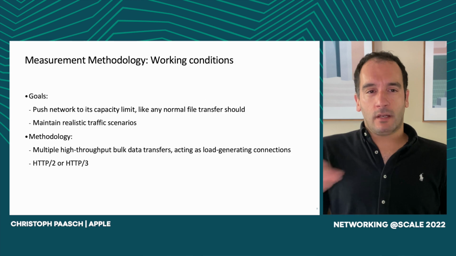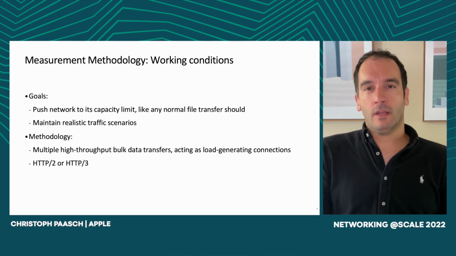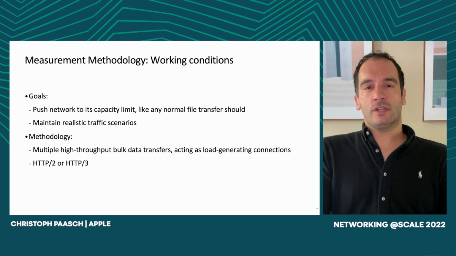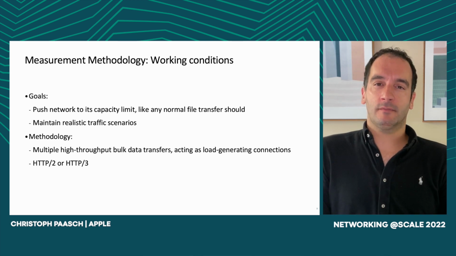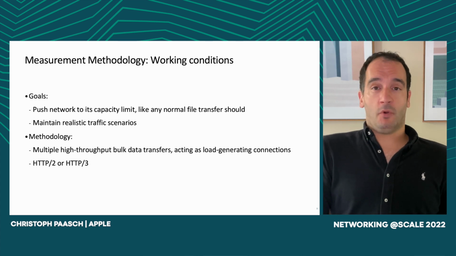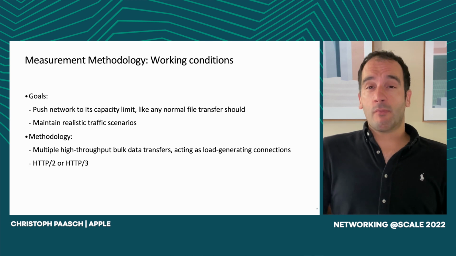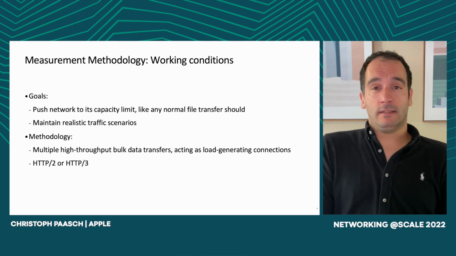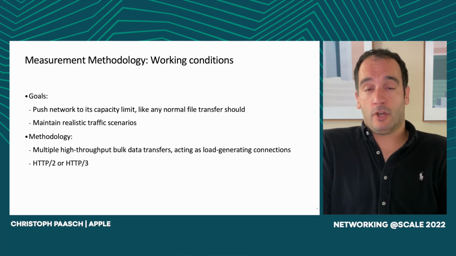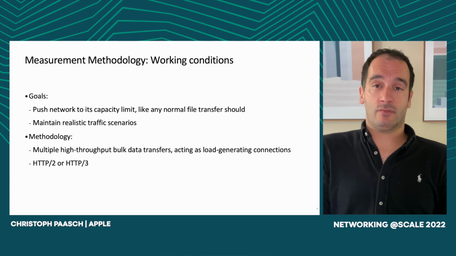Now let me double click a little bit more on those working conditions. What does it mean? Well, we want to push the network to its capacity limit. How can we push a network to the capacity limit? Well, we could just flood it with UDP traffic. The problem of this approach would be that this is not a user representative measurement. It's not a user realistic use of the network.